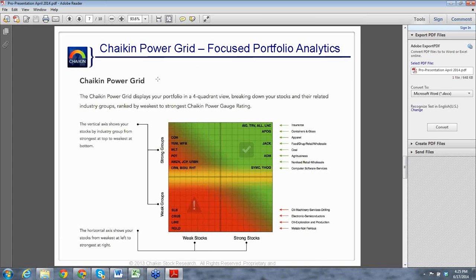We call this the Chaikin Power Grid, and it lays out on a grid weak to strong stocks, weak to strong groups, and plots your portfolio in that grid. So by definition, the names in this bottom left-hand corner, weak stocks by our model in weak groups also by our model, are names that would raise a red flag. As with any other research or quantitative product, you might ignore it.